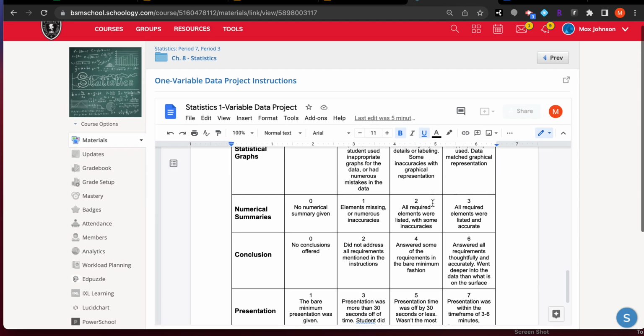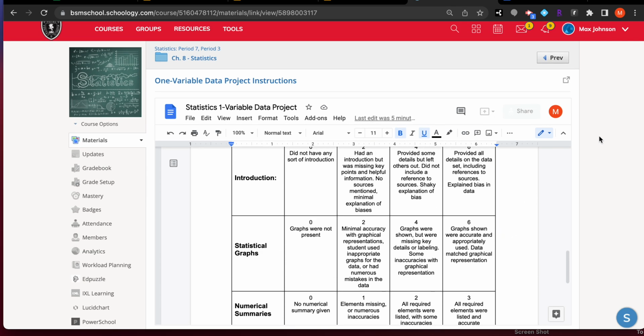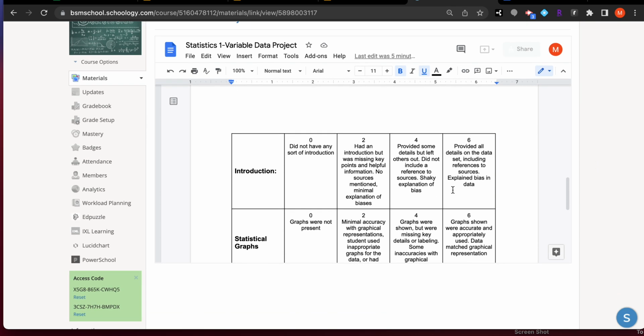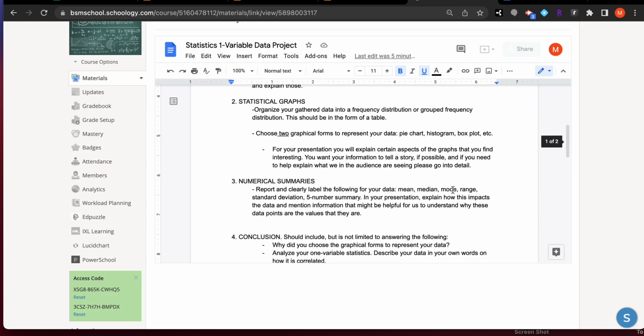But you can look through this rubric in more detail. I will be back next week, so please hit me up with any questions as we work through this.